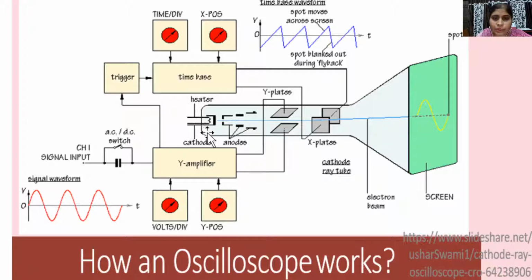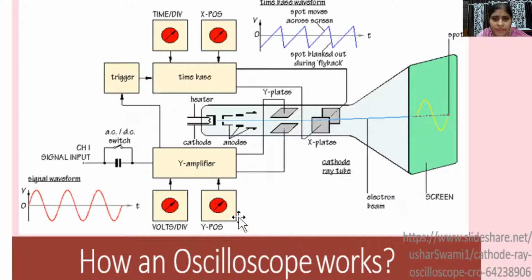Here the cathode is connected to the negative terminal of the supply, and the anode is connected to the positive terminal of the supply. So when the heater heats up, the cathode starts emitting electrons, a ray of electrons. This ray of electrons is taken as the electron beam. This is moving towards the anode and going towards the screen.